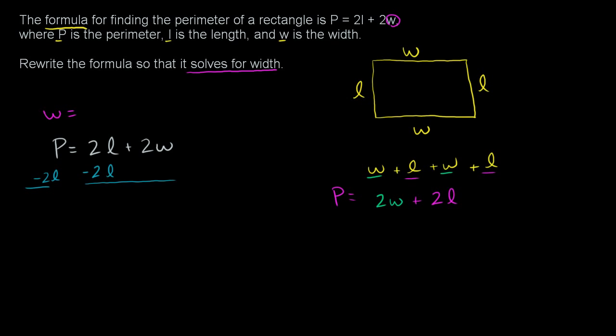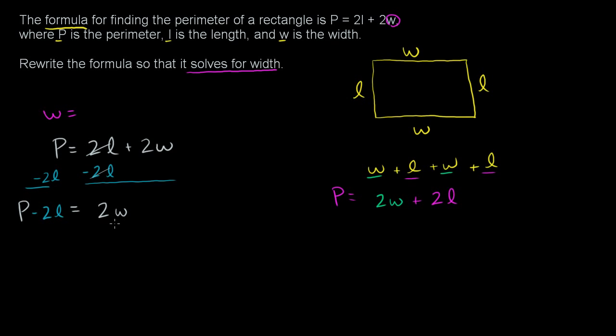So the left-hand side is going to be P minus 2L, and then that is going to be equal to, well, 2L minus 2L. The whole reason why we subtract a 2L is because these are going to cancel out. So these cancel out, and you're just left with a 2W here. You're just left with a 2W. We're almost there. We've almost solved for W.